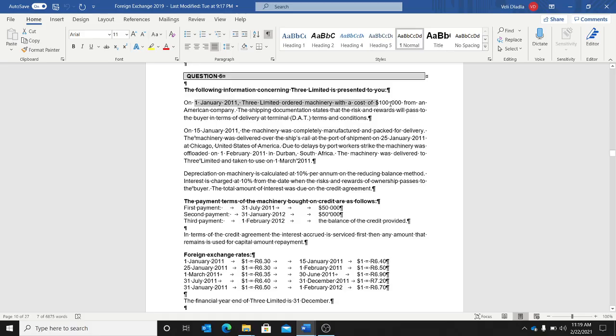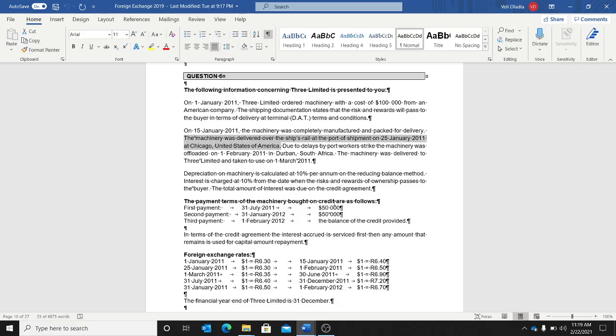Now, DAT, we'll look at all these dates. 1 January, you're ordering nothing, you don't do anything. Be careful because these dates we give you, some of you believe that you must use all the dates. It's not true. Some of the dates you just need to ignore. Completed here, ignore. There's nothing that has happened. Right. The machine was delivered over the ship's rail in the port of shipment. So it's in the US. That one is CIF or FOB. 21 January is CIF or FOB.